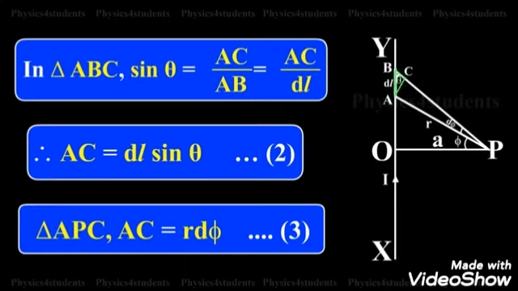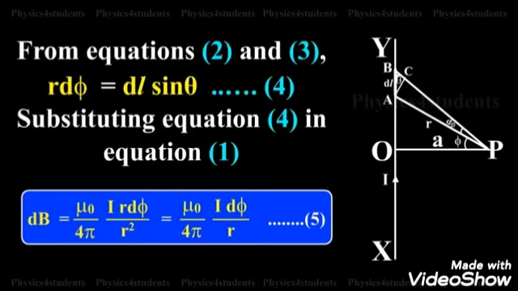In triangle ABC, sin theta is equal to AC by AB, it is equal to AC by dl. Therefore, AC is equal to dl sin theta. In triangle APC, AC is equal to R d phi. From equations 2 and 3, R d phi is equal to dl sin theta. Substituting equation 4 in equation 1, dB is equal to mu naught by 4 pi I R d phi by R square. It is equal to mu naught by 4 pi I d phi by R.